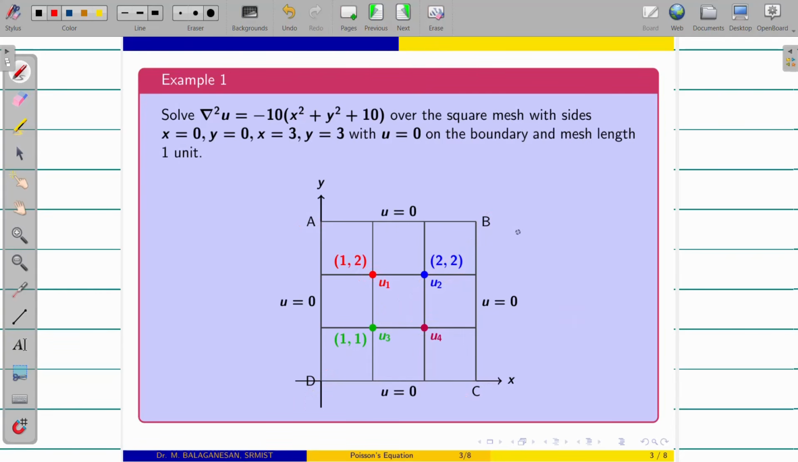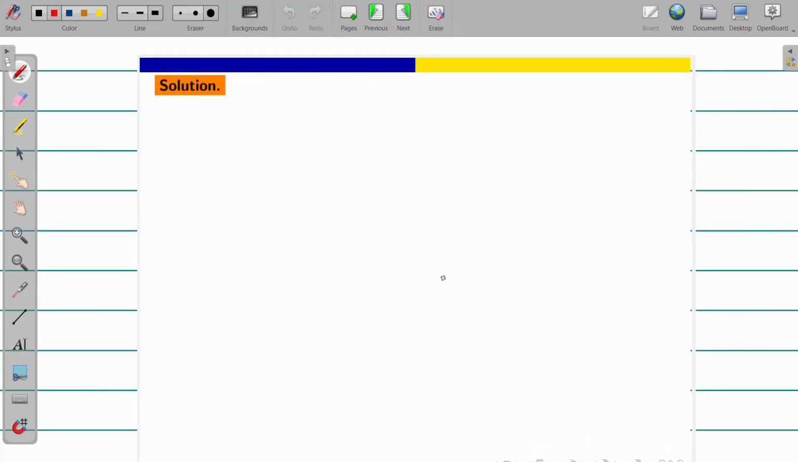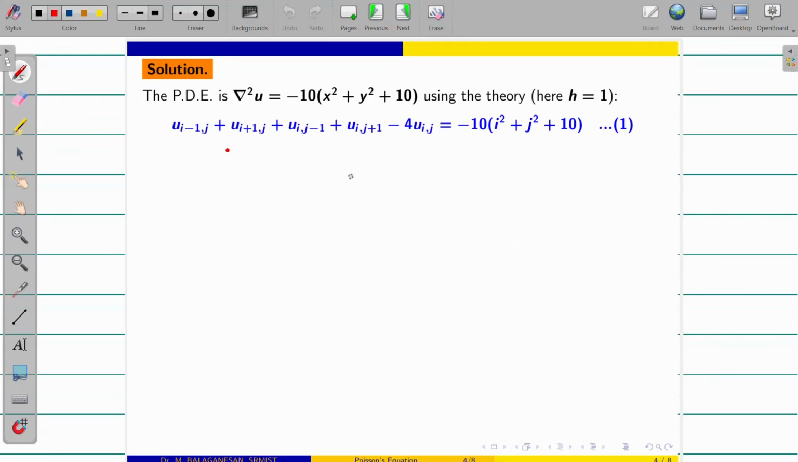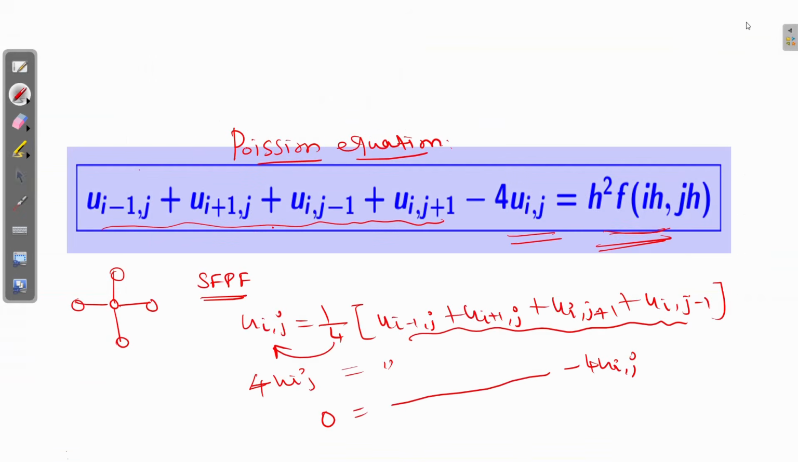Now come to that one. Solution. Given this equation, we are going to substitute in the formula. What is the formula for the Poisson equation? The left hand side will be the standard 5-point formula, that minus 4u_ij on this side. The right hand side is h square into f of ih comma jh. Am I right?